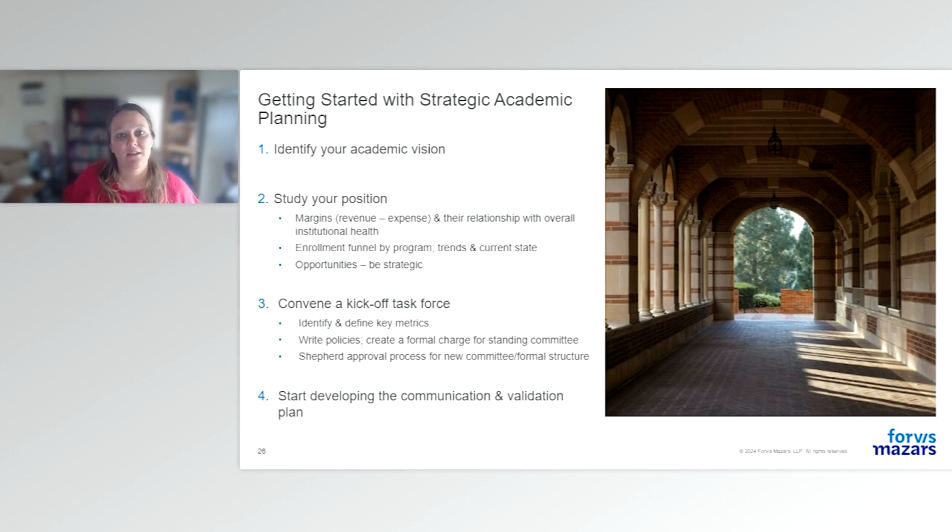Study your position. Again, these are 4 things that you can start to do before you even kick off a planning process. Know your margins by program and their relationship with overall institutional health. Look at the enrollment funnel by program, again application and yield data, and probably discount rate data by program as well. And understand what your opportunities are. That's the definition of strategy, looking forward to gain a long-term advantage.